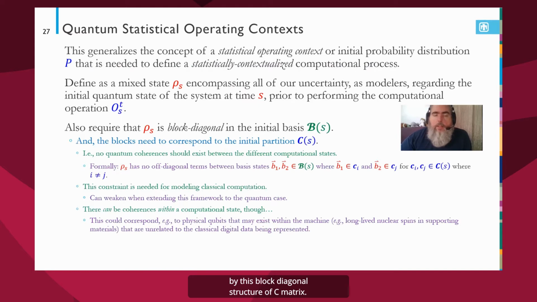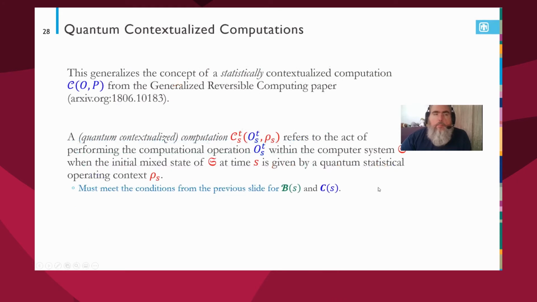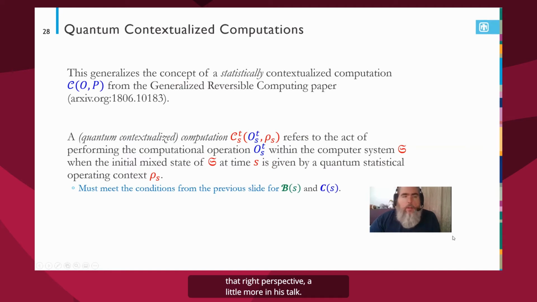And then we have there to be coherences within a computational state, as in general there would be coherences that exist in physical systems, like orbitals in the molecules of the system, or qubits corresponding to spins in the computer that aren't relevant to our classical computation. And those can coexist with whatever these classical macrostates are that we're trying to represent. And Karpur will talk about that modeling perspective a little more in his talk.